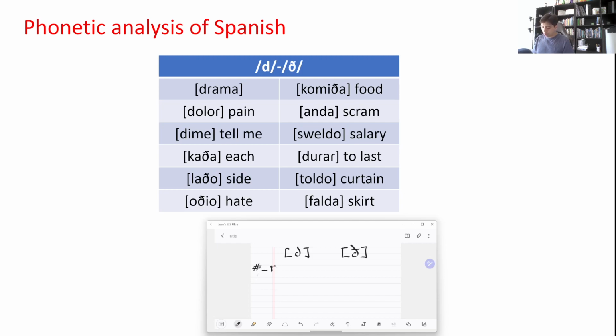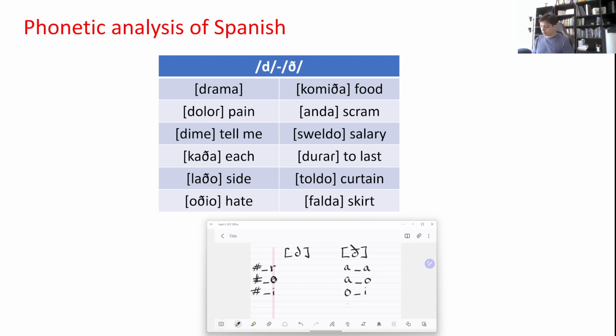For the second one, dolor, that is at the beginning of the word, right? And then we have dolor. The third one, we also have that is at the beginning of the word, dime. Now for the fourth one, that is cada. So what we have is a vowel, the sound, and another a. For lado, we have the sound, and then o. For audio, o, and then I, audio.